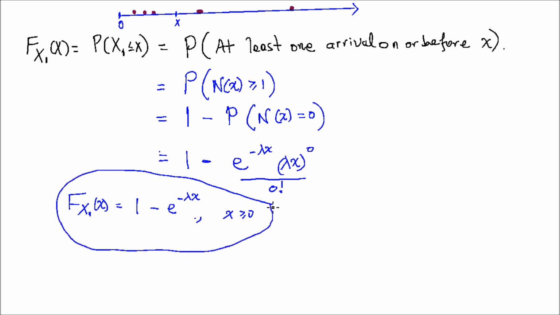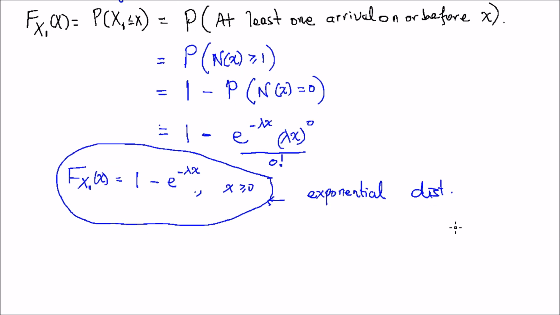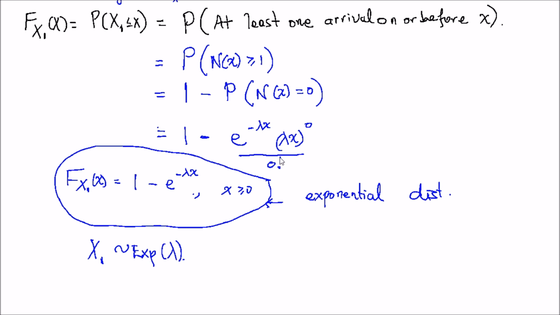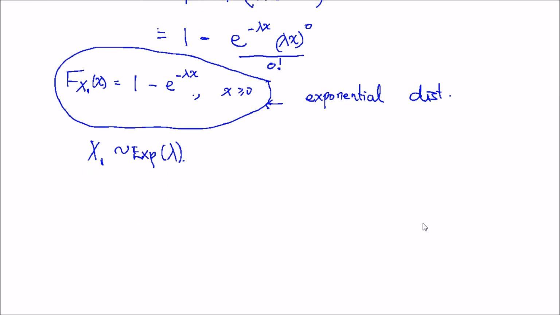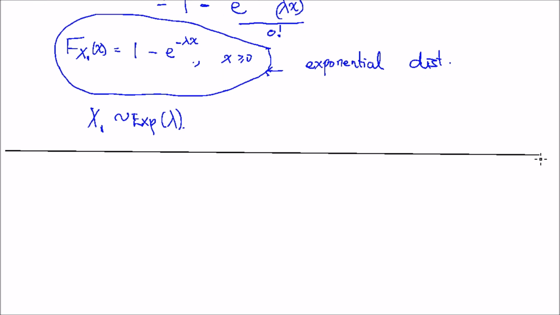This quantity I'm circling is the cumulative distribution function of an exponential distribution with rate lambda. Therefore, we have shown that time to the first arrival of a Poisson process follows an exponential distribution with rate lambda. By the way, we do have an exponential distribution lesson, and check it out. All right, let's take this one step further.